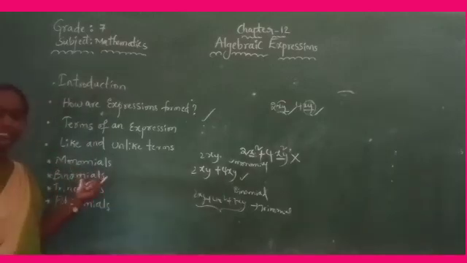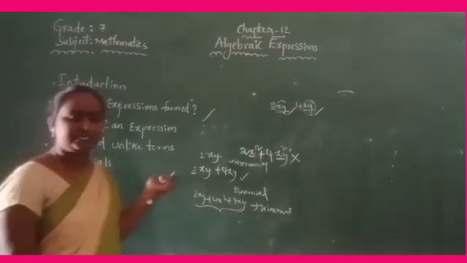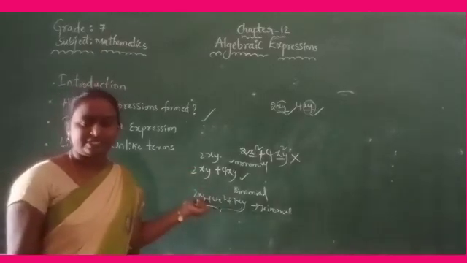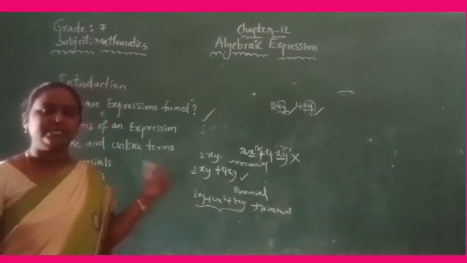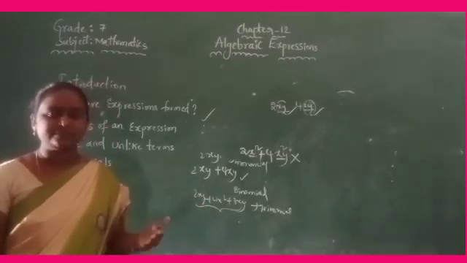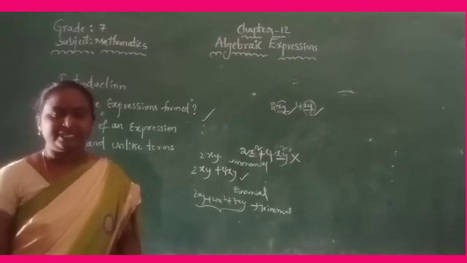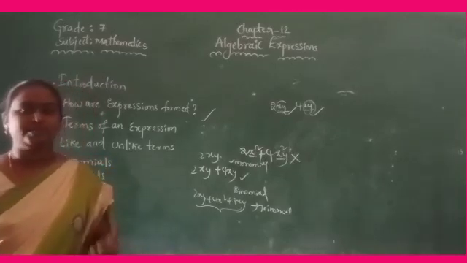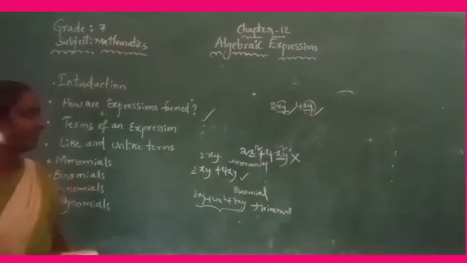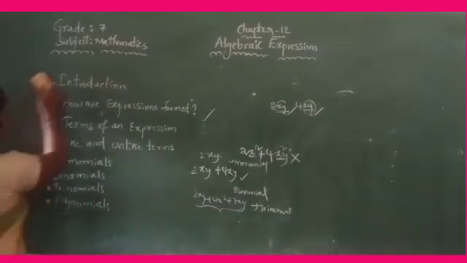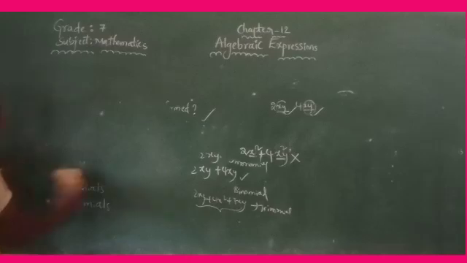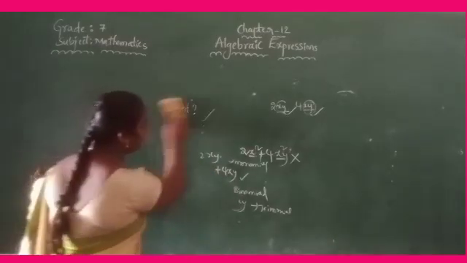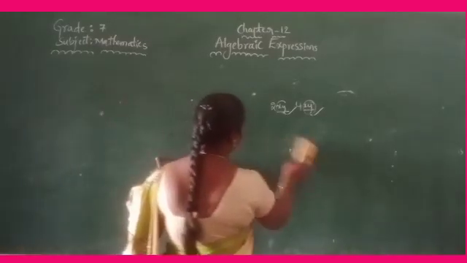An expression containing a single term is called a monomial. An expression having 2 terms, we can say binomial. If 3 terms, trinomial. If more than that, we can say polynomials. Right, children? Very good. So in this class you have learned all this. Remember carefully. Don't forget. These topics are very important.